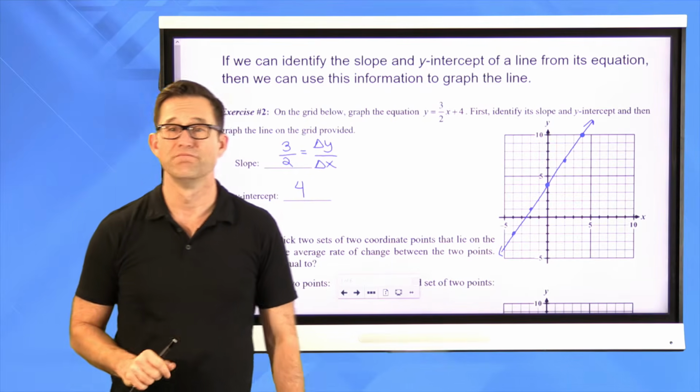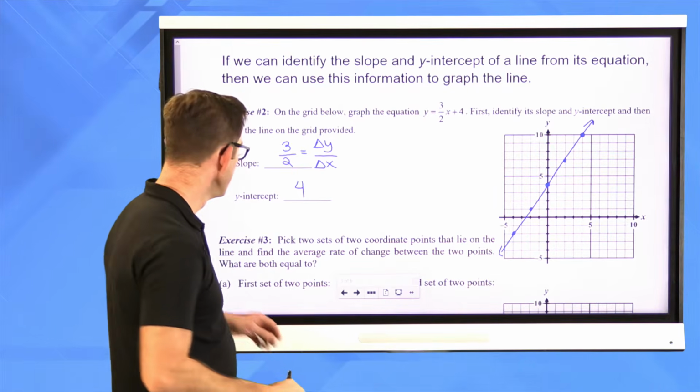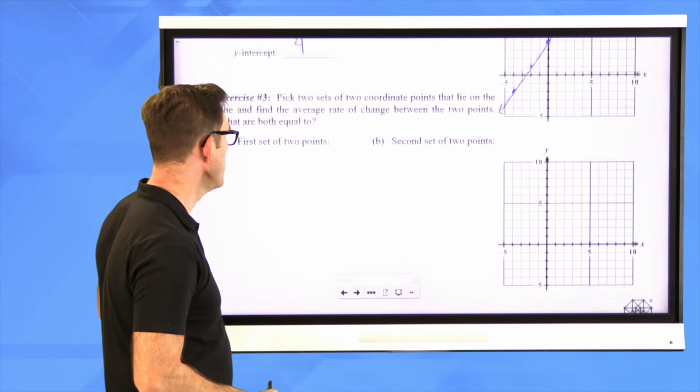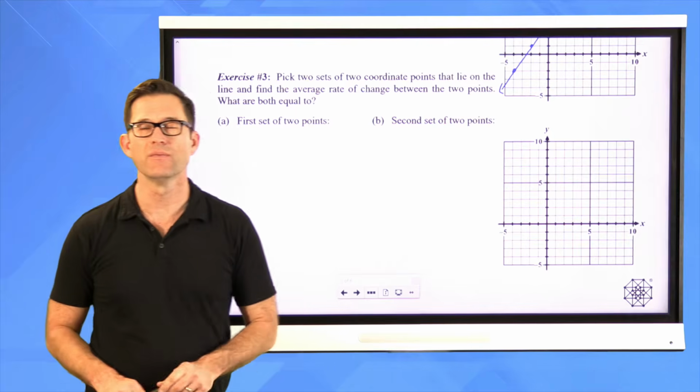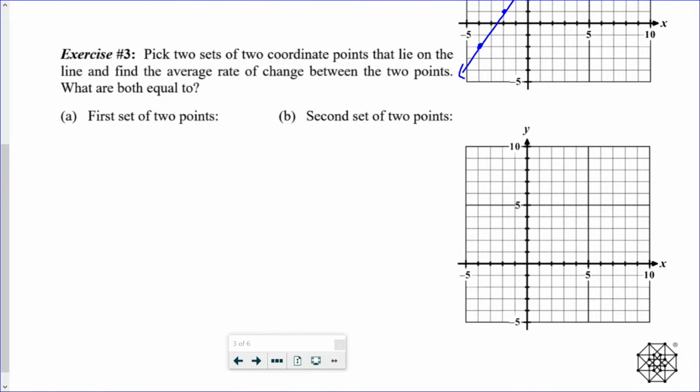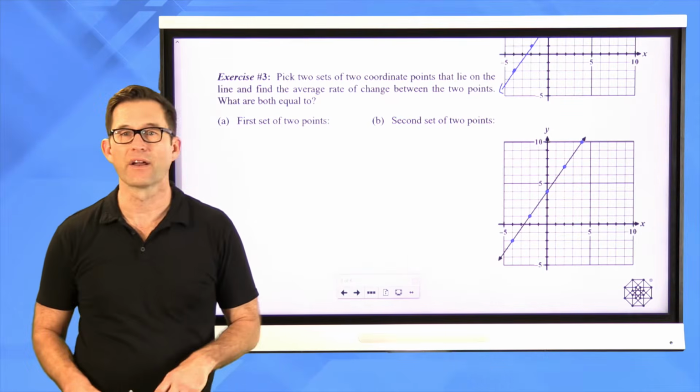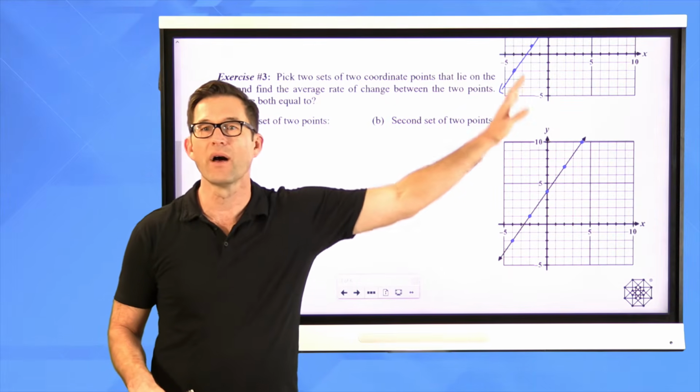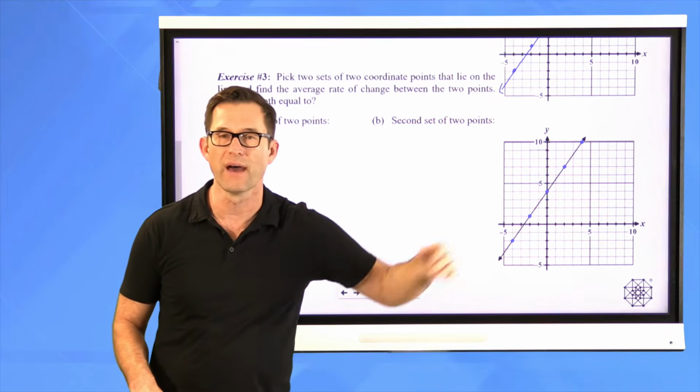All right, excellent. Let's take a look at exercise 3, which builds off of exercise 2. Pick two sets of coordinate points that lie on the line and find the average rate of change between the 2 points. What are both equal to? All right, well, let's just make sure that we've got our line graphed down here as well. So that's the same line as what I graphed up there, just down here and nicer.